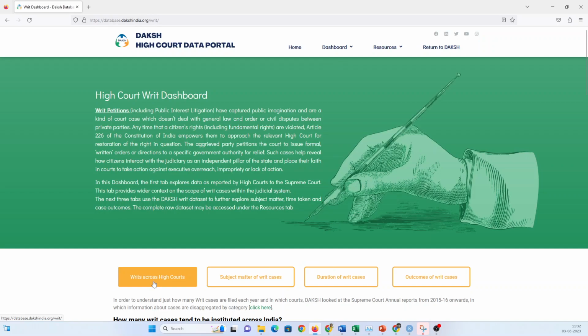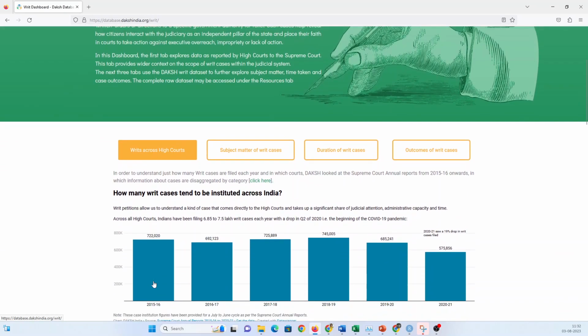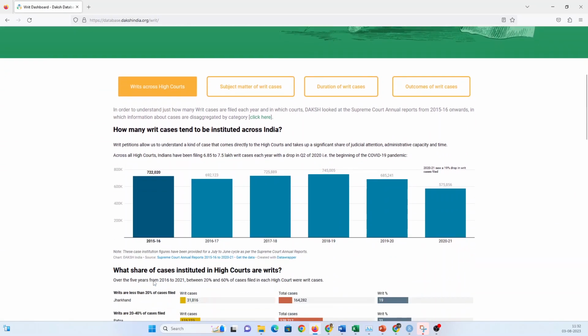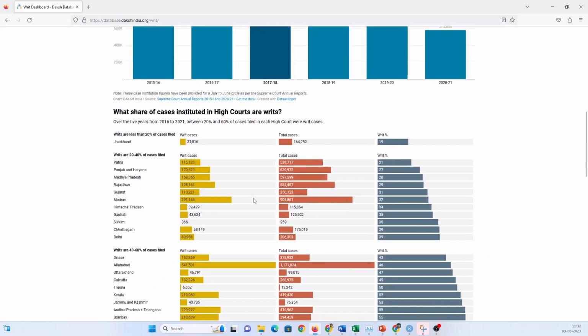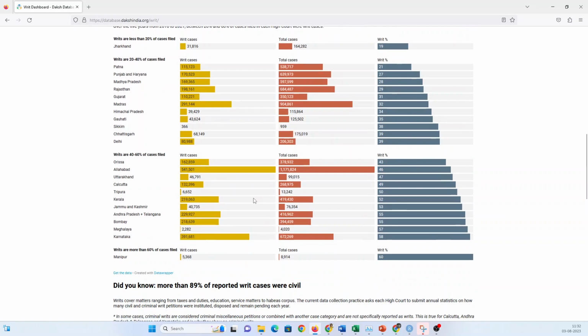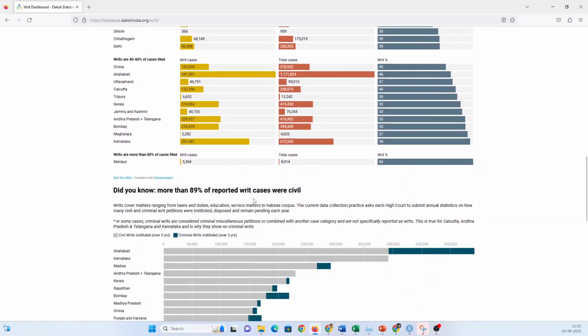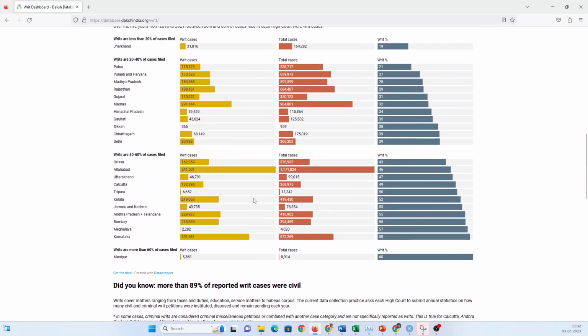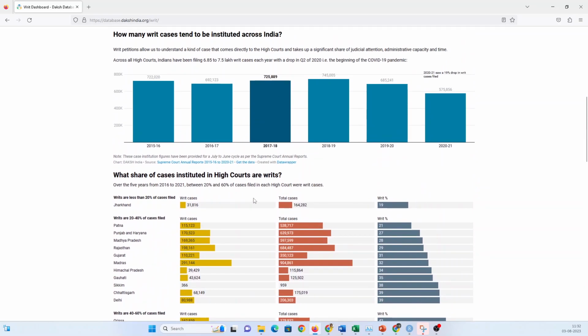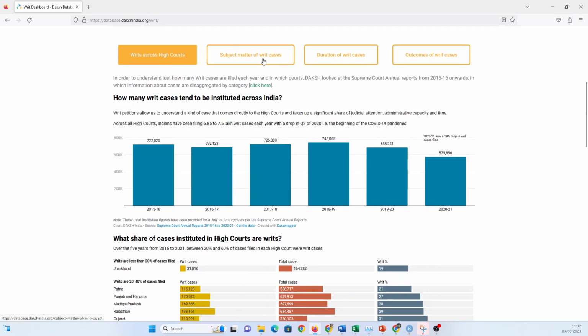The first takes a look at the data reported by various high courts to the Supreme Court about this particular type of case. This is self-reported by the high courts, and it gives an idea of the actual scope of that case type within the high court's complete mandate, and how many cases have been filed and how they comprise the active workload of the high court.